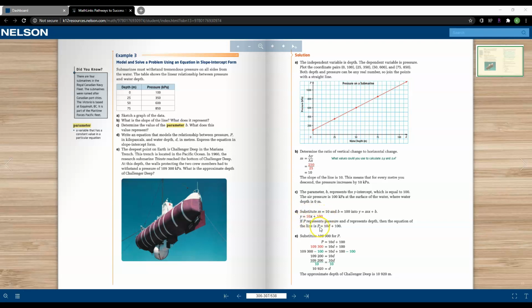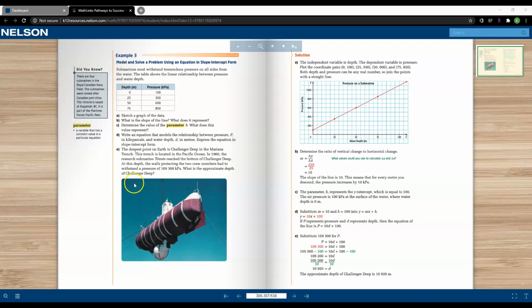And then you can change the letters to P and d. This is just because we're looking at pressure and distance, right? So whenever you're looking for a distance, it's usually this lowercase d, and the pressure is usually this uppercase P. So not much to it.